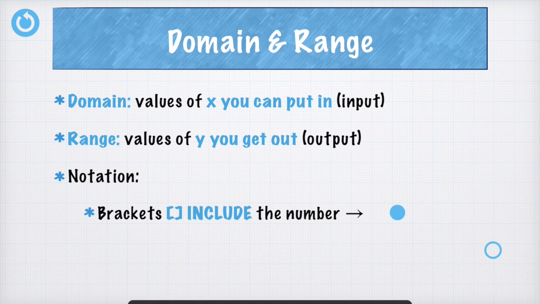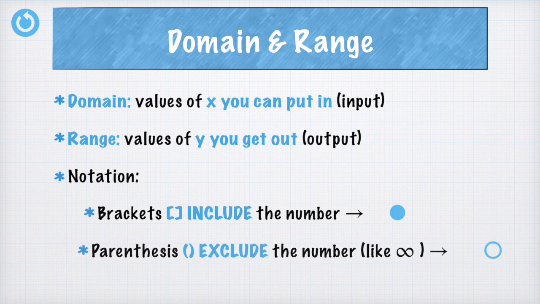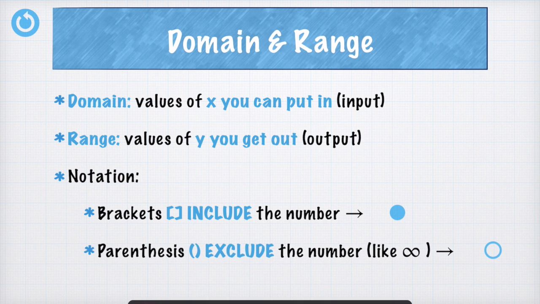So brackets are used to include a number. If you're writing it out, you'd write it almost like an ordered pair, but it's going to be called a set, or an interval. So brackets are going to be used to include the number. It's the same thing as if you had a closed circle. Parentheses are used to exclude the number, so we're not going to include it.